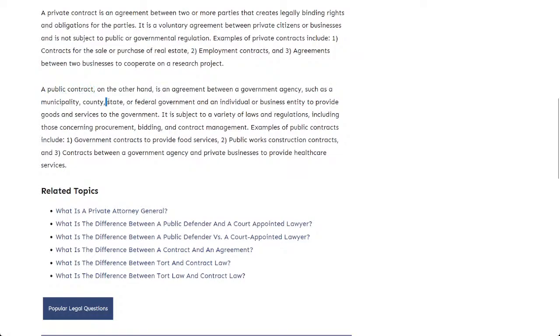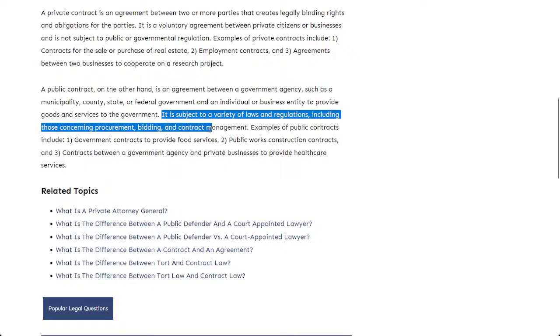A public contract, on the other hand, is an agreement between a government agency, such as a municipality, county, state, or federal government, and an individual or business entity to provide goods or services to the government. I think, is labor a good? Subject to a variety of laws and regulations, including those concerning procurement.